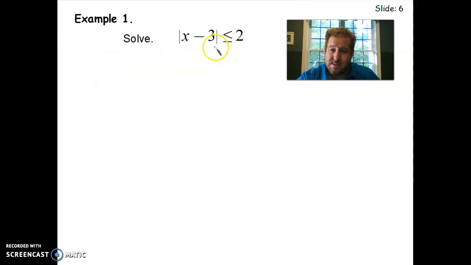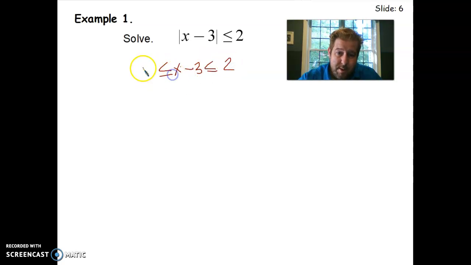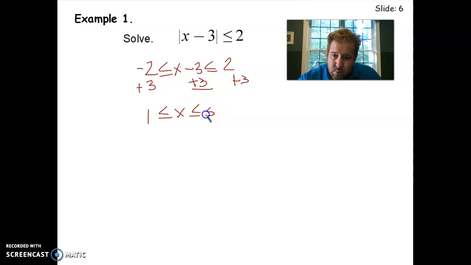All right, so this is an example of our less thans. If you remember just a second ago, for less than you take your x minus 3 and put it in the middle. It's going to be less than or equal to 2, but also greater than or equal to the opposite of that B term. And then add 3 to all sides, and there's your answer. So you have 1 is less than or equal to x, which is less than or equal to 5, and there's your solution set.